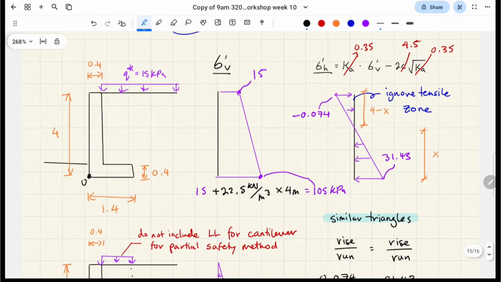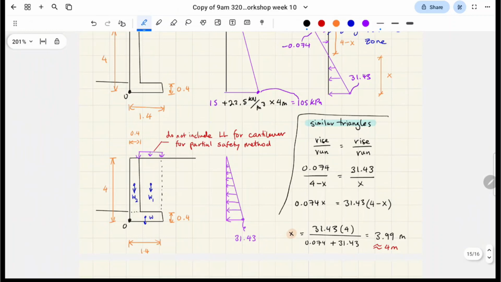So how it will actually turn out when you calculate the similar triangles is that x is 3.99, which is pretty much 4. So you can just pretend that the tensile zone never existed to begin with, and that the distribution is actually triangular, like that. It's a big triangle the whole way.